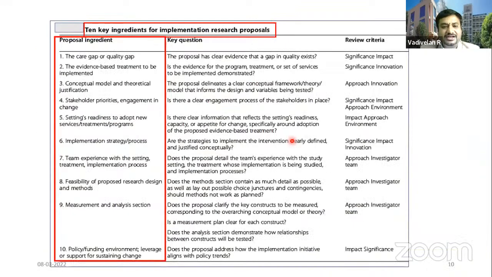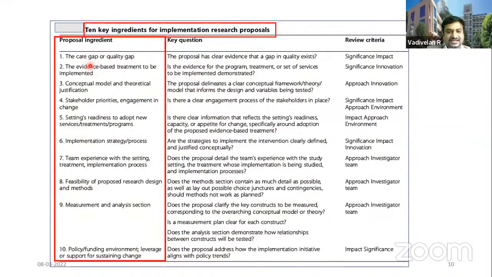And before going to the introduction, one author has commented that there are some 10 key ingredients for implementing the research proposal. However, I'm not going to go into detail, just to say what the proposal ingredients are as per the author's information.